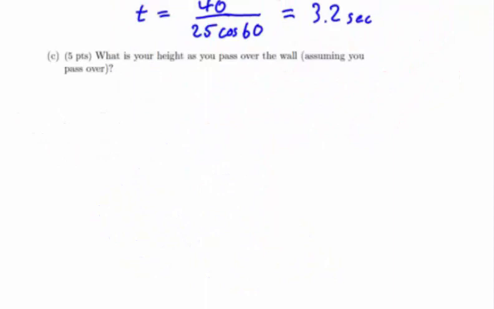Part C asks us to calculate your height as you pass over the wall. Height is the variable y, and we'll answer this question by expressing a numerical value for the variable y. Now the question is, how do we specify that you pass over the wall? One way you might imagine is to say that passing over the wall means the point on the trajectory where your x is 40, that places you directly over the wall.